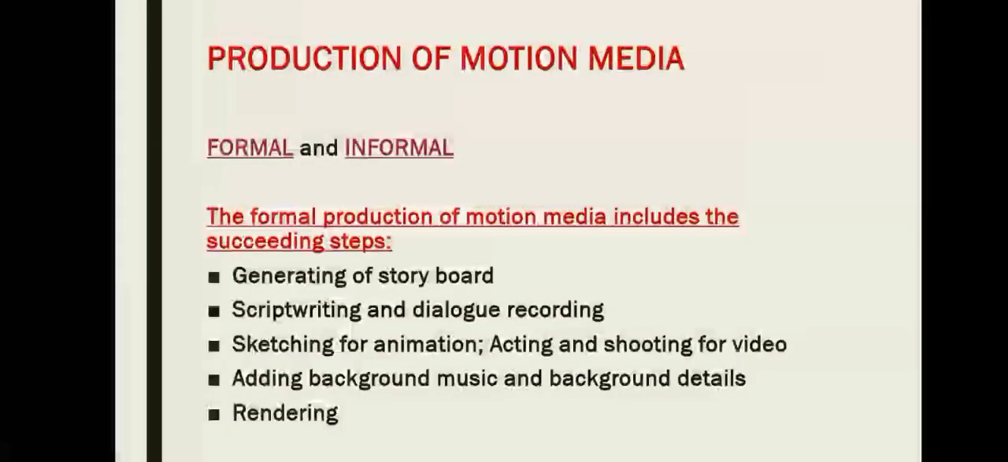Production of motion media. Motion media can be produced in two ways: formal and informal. Informally produced motion media are created by people just for personal consumption. Formally produced motion media are made by professionals such as film directors who follow the standards of the industry when it comes to the refinement and creation of motion media.